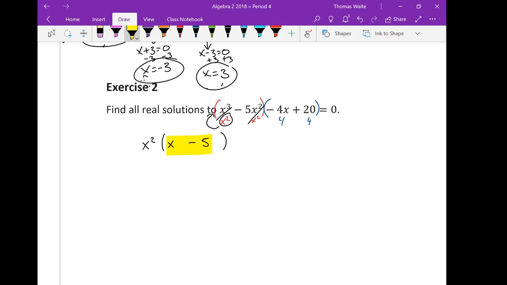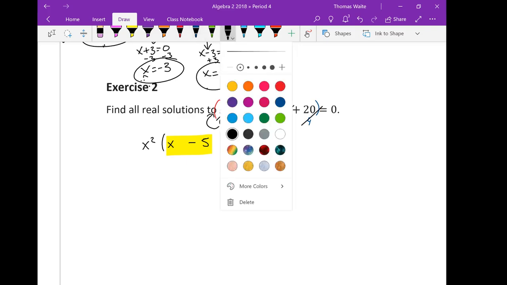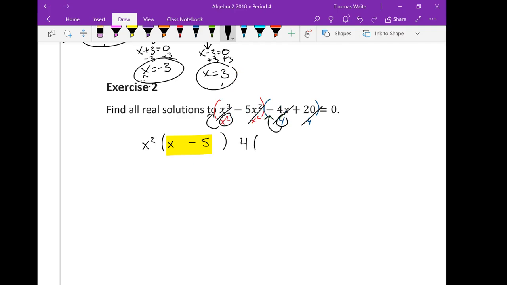Now for the next group, I noticed the 4 is common. So let's just divide that out and see what happens. Maybe it'll get us the same group, maybe it won't, but we should be able to fix it. If we divide out a 4 and pull it out to the front, we're going to be left with a 4 on the outside. And on the inside, we have a negative 4 divided by 4, which gives us a negative 1x, negative x. And in the second one, we have a 20 divided by 4, which is a positive 5.